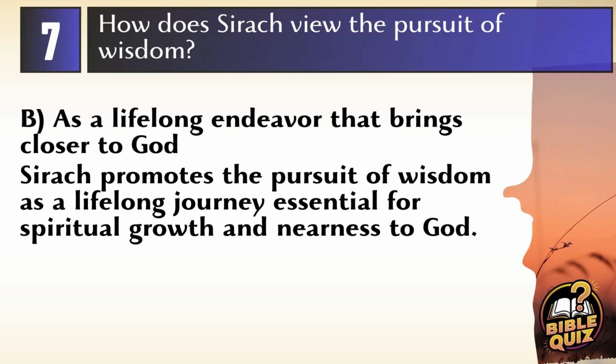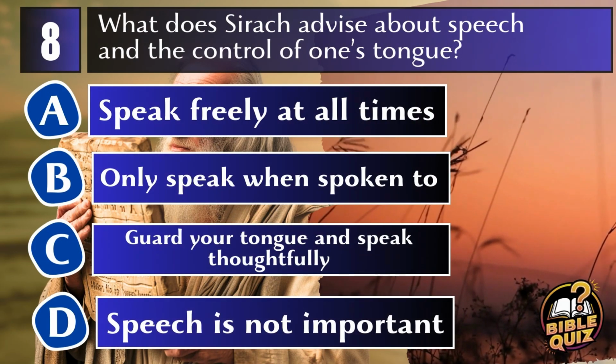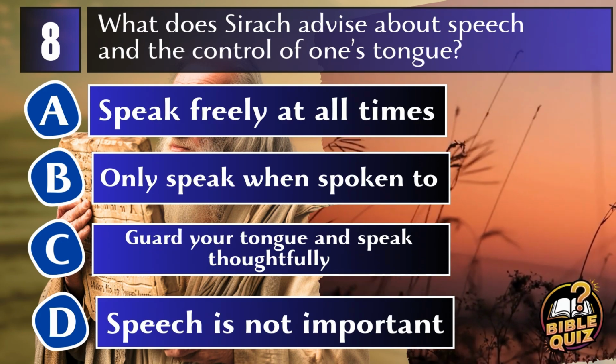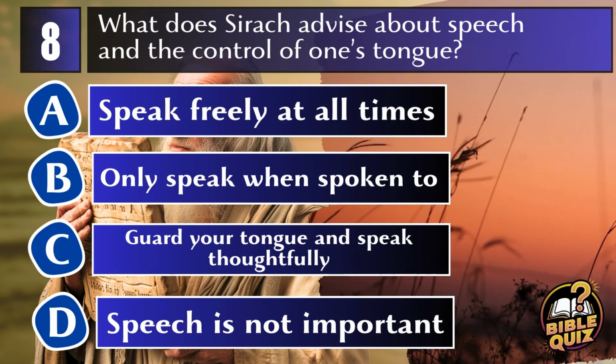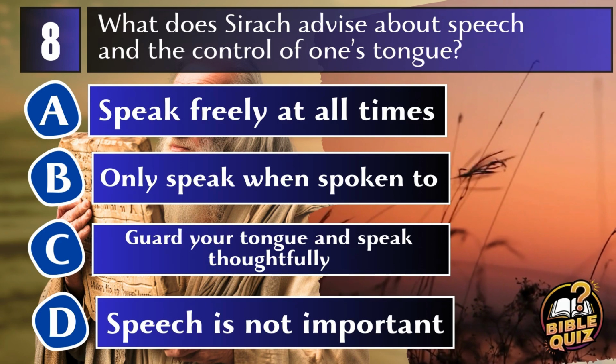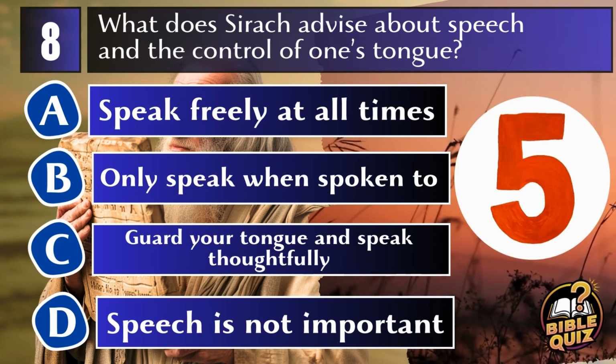Sirach 1:30. Question 8. What does Sirach advise about speech and the control of one's tongue? A. Speak freely at all times. B. Only speak when spoken to. C. Guard your tongue and speak thoughtfully. D. Speech is not important.